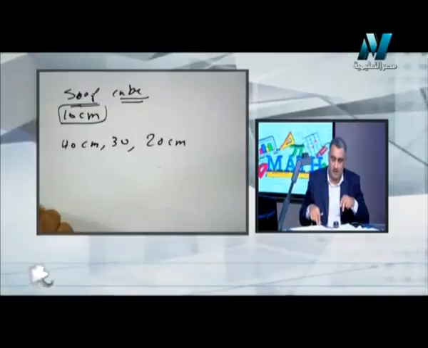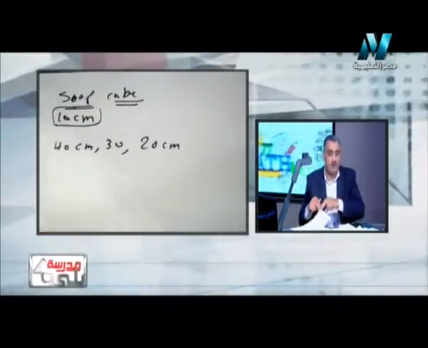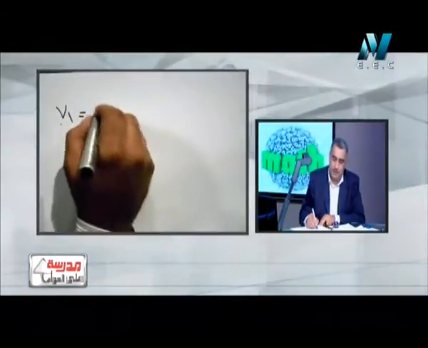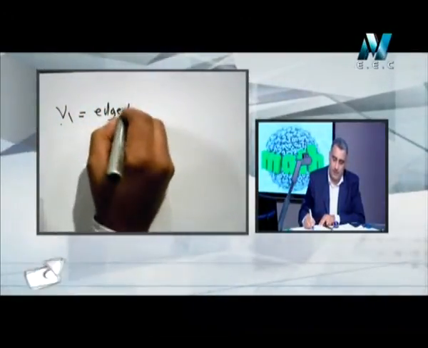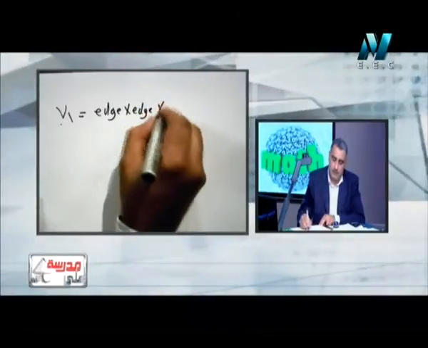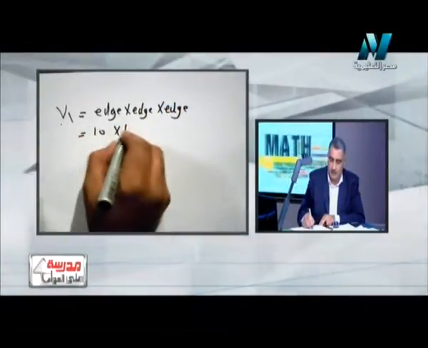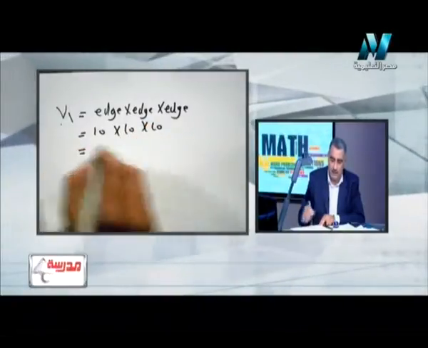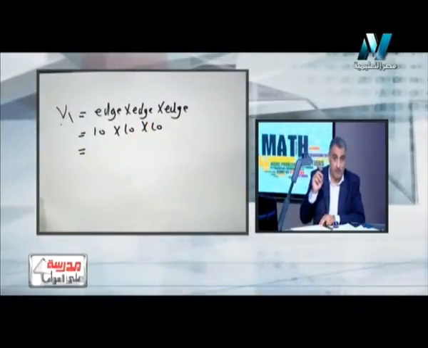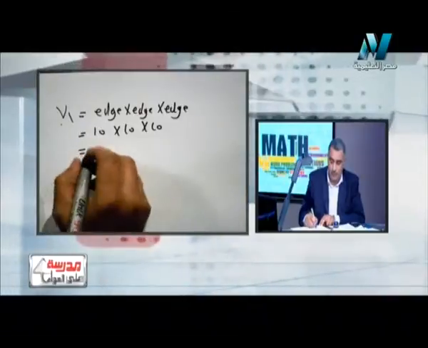Very important. Let's discuss it together, the same idea we said. We have to find the volume of a little bar of soap. The cube, V1 equals edge times edge times edge. This problem is very important. 10 times 10 times 10. The volume of each bar of soap equals what?